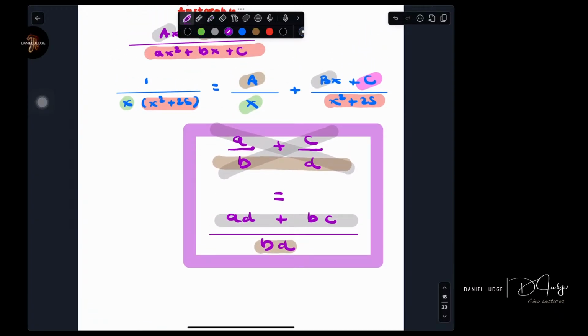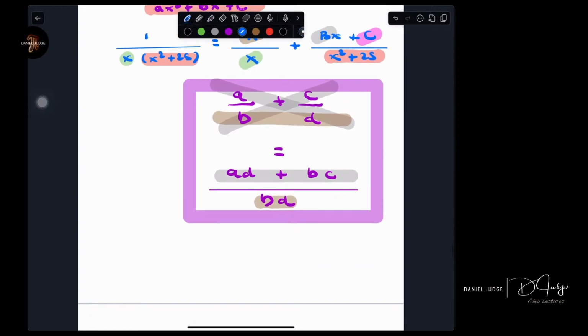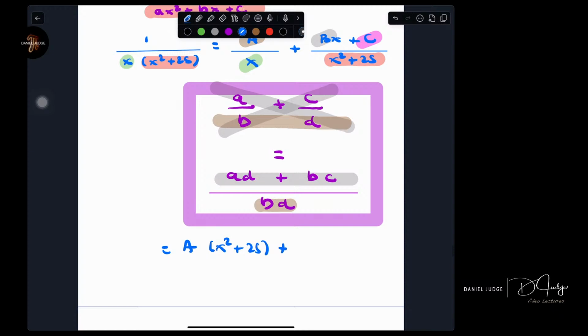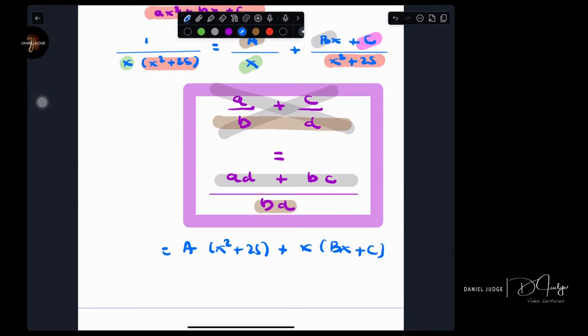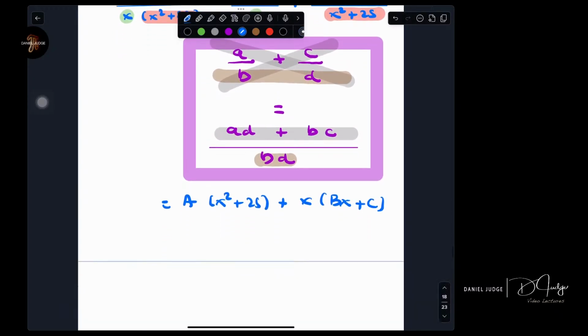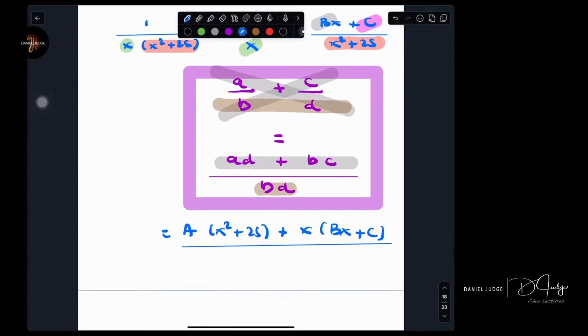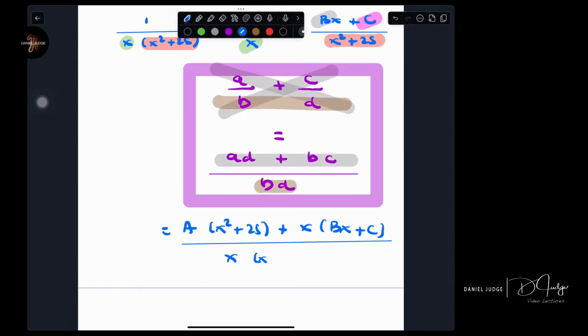So we end up with a times x squared plus 25 plus x times bx plus c. This is all over the x times x squared plus 25.